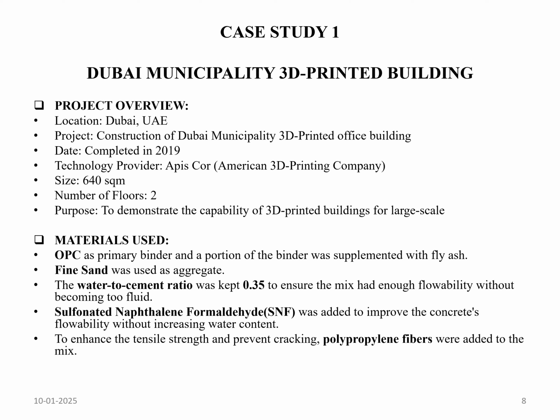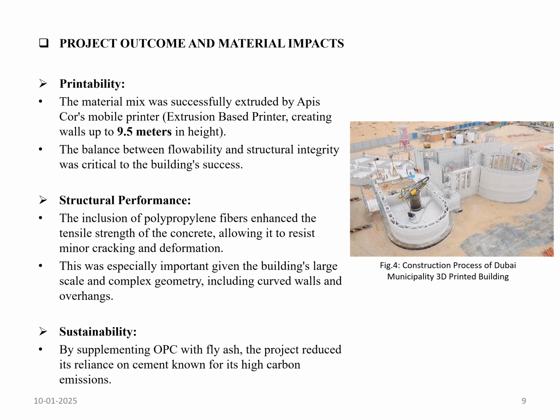Material used for the construction are listed as follows. OPC was used as a primary binder and was supplemented with fly ash. Fine sand was used as aggregate. Water cement ratio was kept 0.35. Sulfonated naphthalene formaldehyde (SNF) was added to improve the flowability. Propylene fibers were added to enhance the tensile strength and prevent cracking.